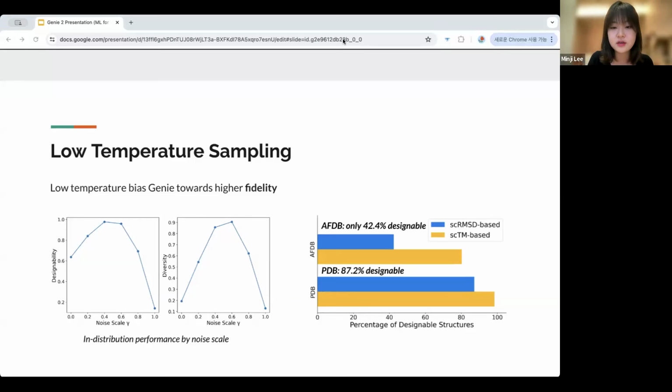But using the same criteria, 87% of PDB structures are considered designable. An interesting observation is that using the more relaxed designability criterion of scTM greater than 0.5, 80% of AFDB is considered designable. So from this, we hypothesize that while AFDB structures are globally reliable, local atomic details represented by scRMSD, the self-consistency RMSD, may be much less accurate. So we suggest that Genie can capture more designable space of protein structures with low temperature sampling.